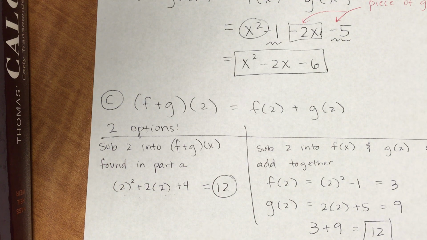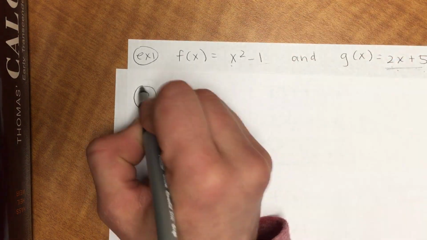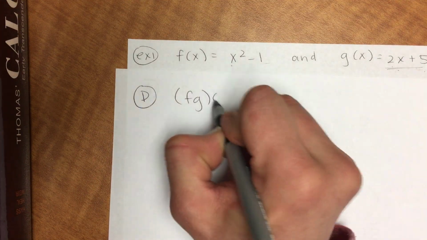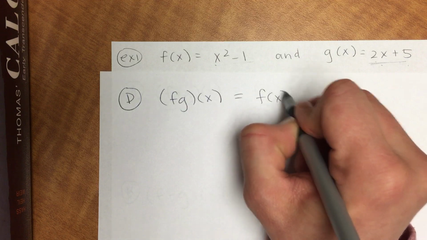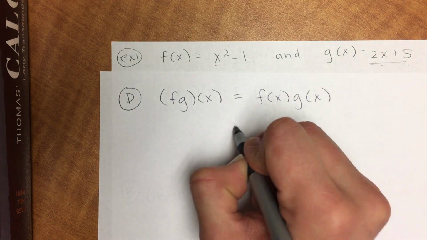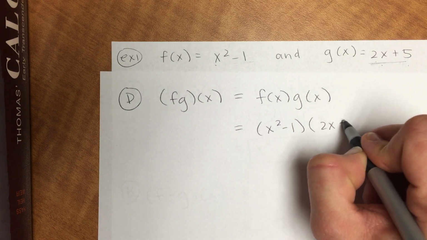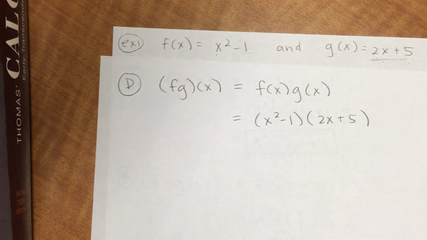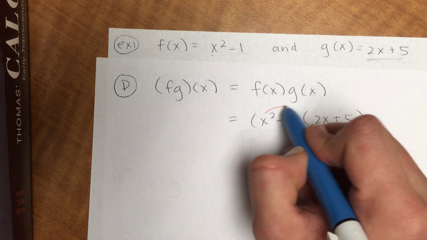All right, let's do multiplying and dividing too. So same two equations. We're going to just continue this. This would be part D. Let's do fg of x. This can also be written f of x times g of x. So you take your f of x function and your g of x function, and you're going to just multiply it all together, or FOIL it all together.